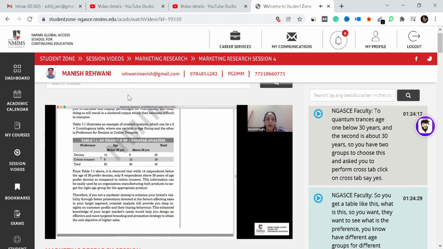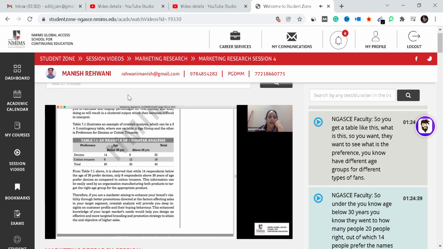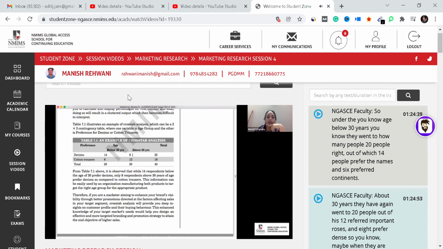So you get a table like this. What is this? They want to see the preference of different age groups for different types of pants. Under age below 30 years, they went to 20 people, right? Out of which 14 preferred denims and 6 preferred cotton trousers. Above 30 years, they again went to 20 people, out of which 12 preferred cotton trousers and 8 preferred denims.